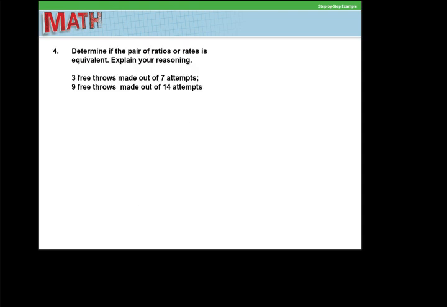Now we have number 4. Example 4 is on the bottom of page 61. It says determine if the pair of ratios or rates are equivalent. Explain your reasoning. So we have 3 free throws made out of 7 attempts, and 9 free throws made out of 14 attempts. I'm going to set these next to each other. So I have 3 free throws out of 7, and 9 free throws out of 14.